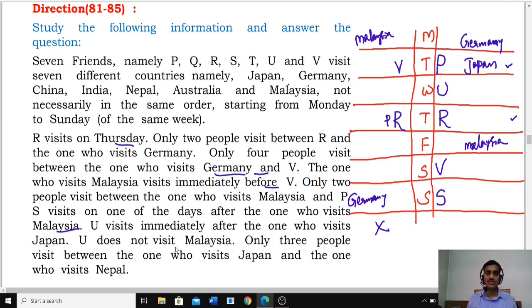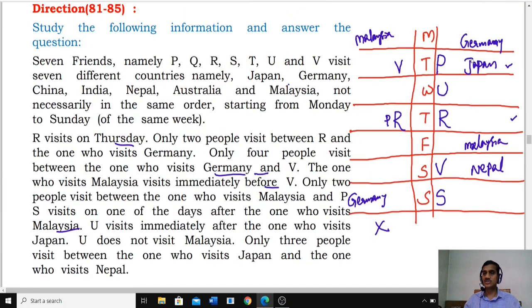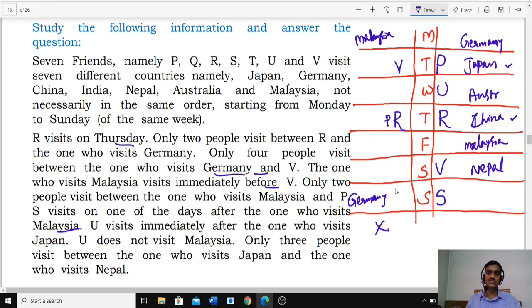Next one, only 3 people visit between Japan and Nepal. 1, 2, 3, between Japan and Nepal there must be exactly 3 people. The next one, the one who visits Australia visits immediately before China. Australia and China must be adjacent to each other. Australia is immediately before China.